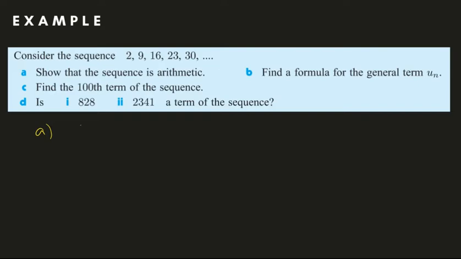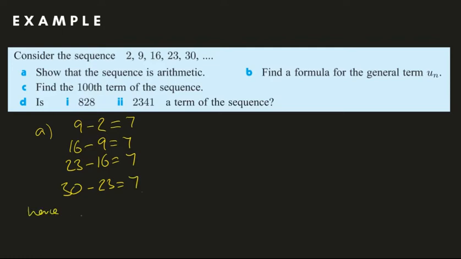So we'll say 9 take away 2, well, that's 7. And 16 take away 9, also 7. And 23 take away 16. And 30 take away 23. They're all 7. So we'll say, hence, arithmetic.